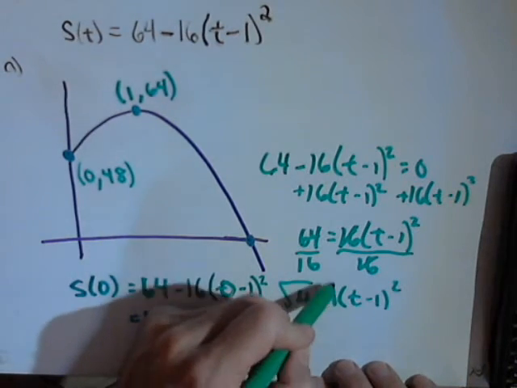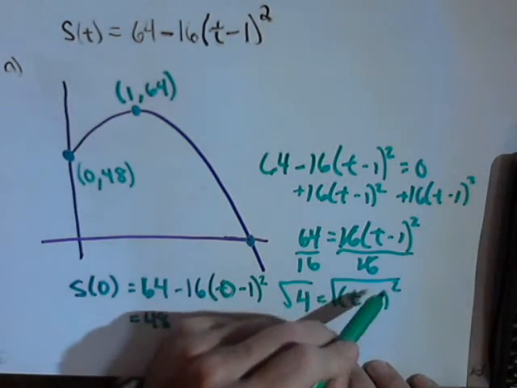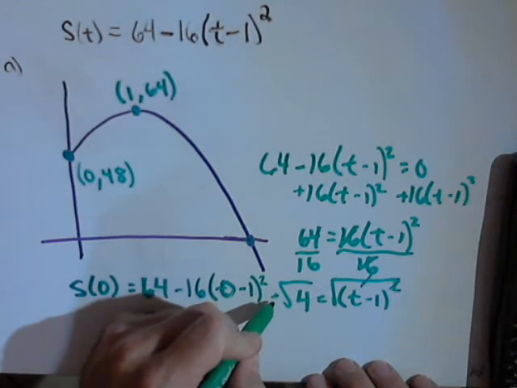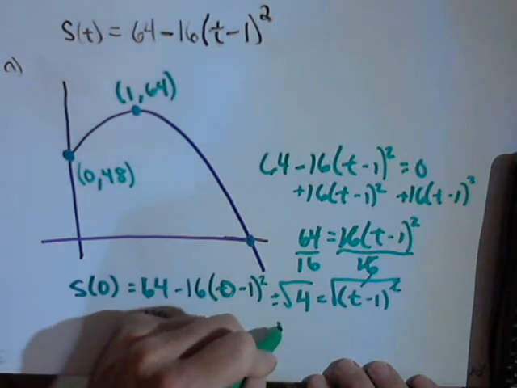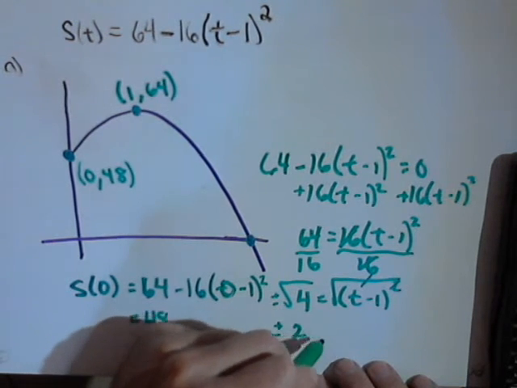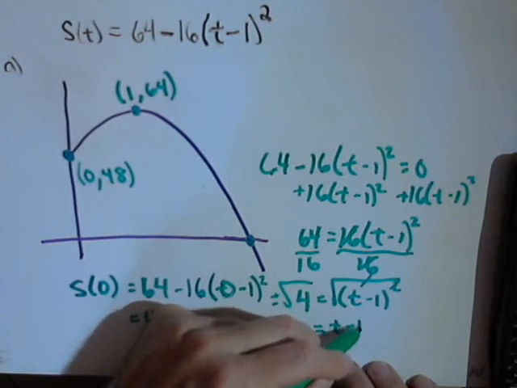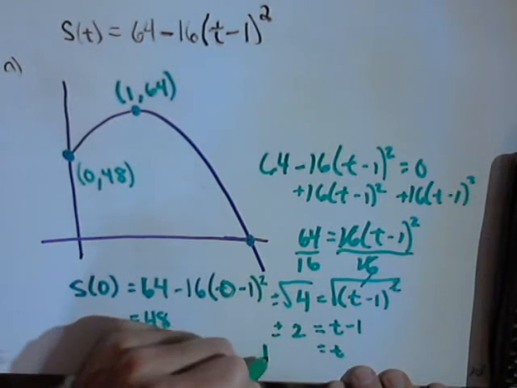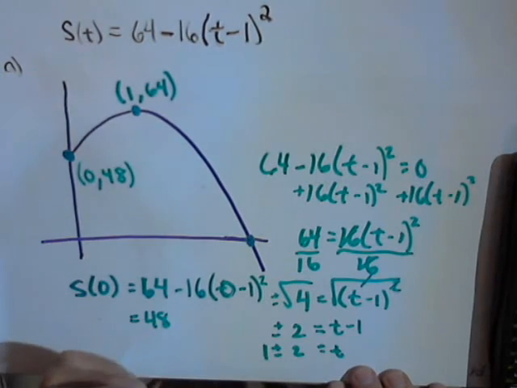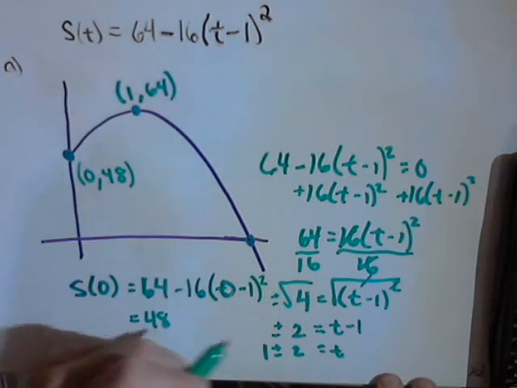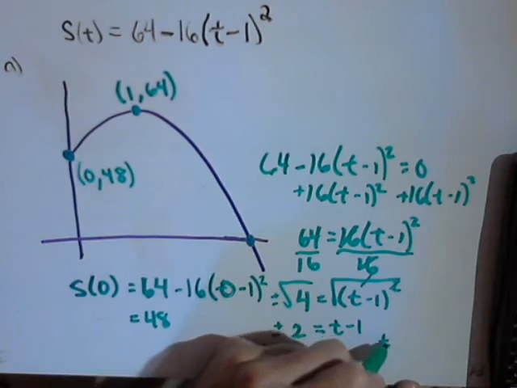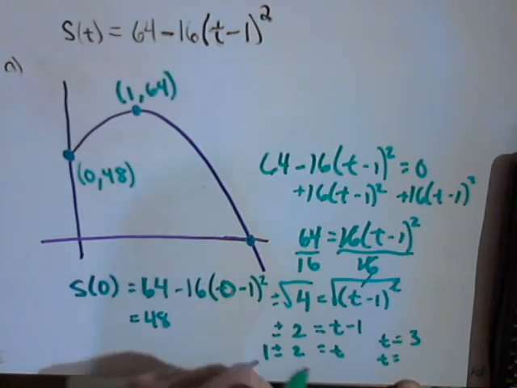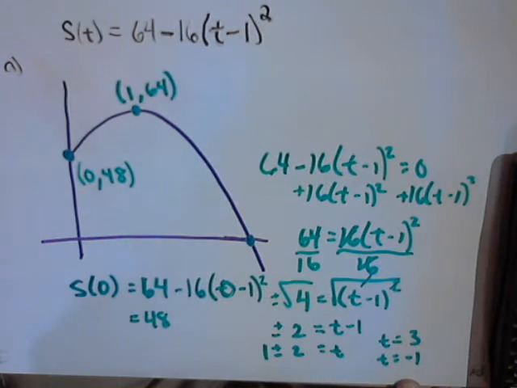And now we'll square root both sides to get rid of the square here. So those will cancel. Remember, when we do square root, we have to account for the plus and minus. So over here I've got plus and minus 2 equals t minus 1. Adding the 1 over, I get t equals 1 plus or minus 2. So I'm going to get two t values. In fact, I'm going to get t equals 1 plus 2 is 3. 1 minus 2 is -1.